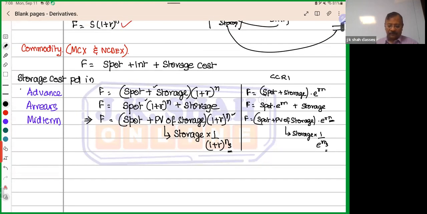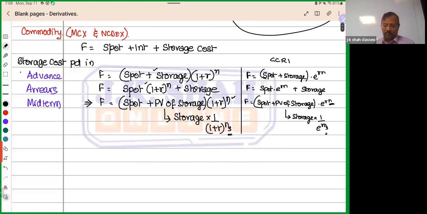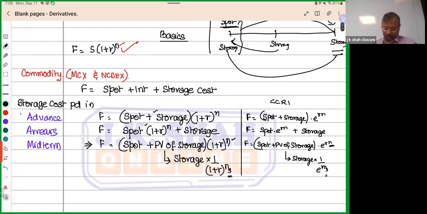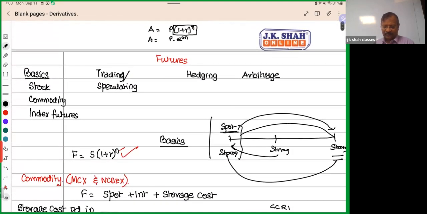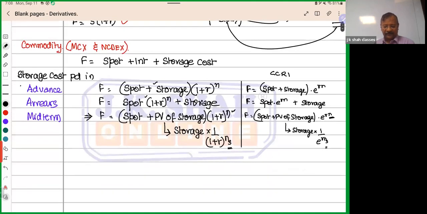Okay. Now, in commodities, there is one more concept which I will explain when we do the problem. Now, what you can do is you can take this down. You probably wrote this already. This is the expression for calculating future prices.